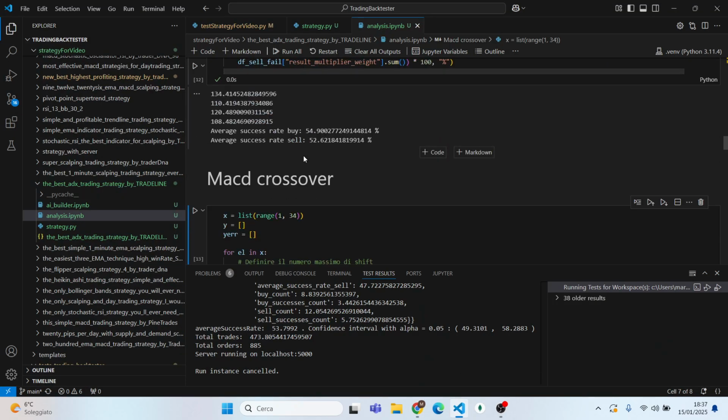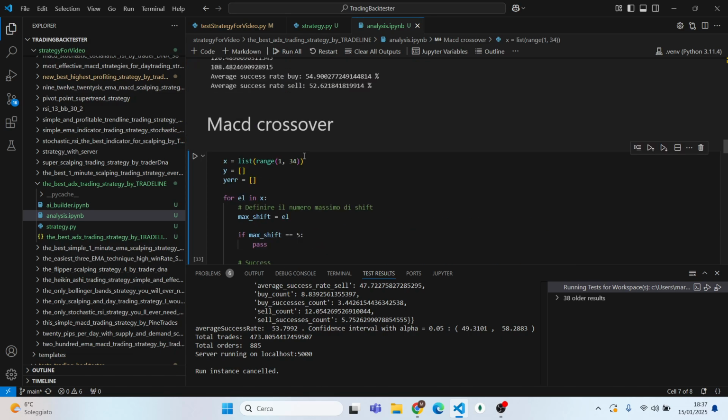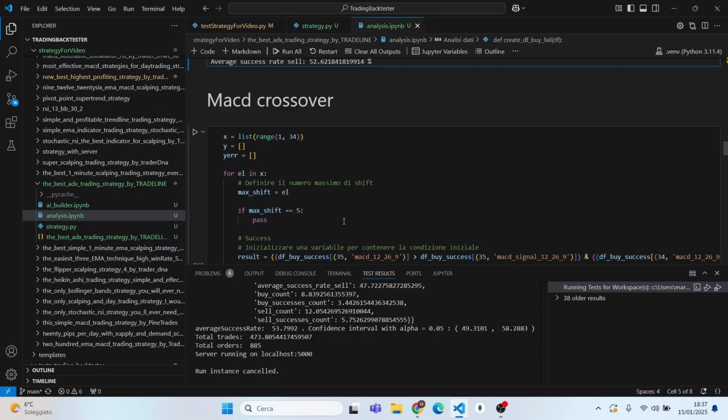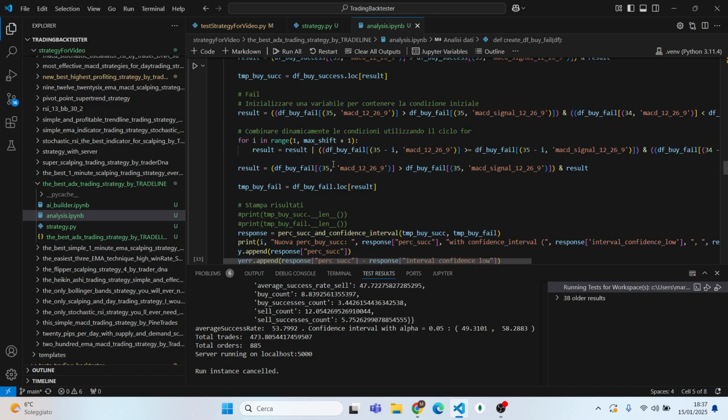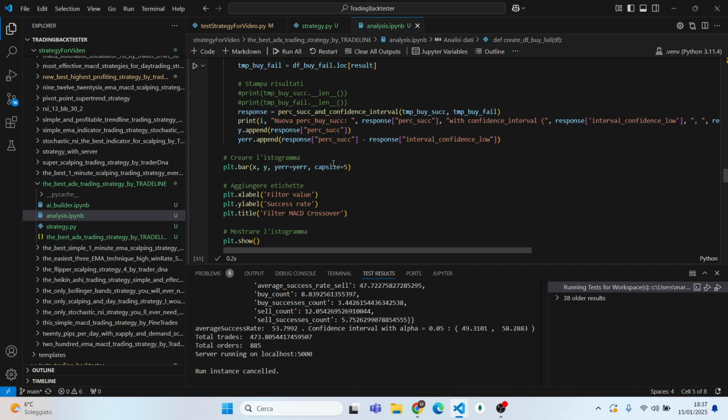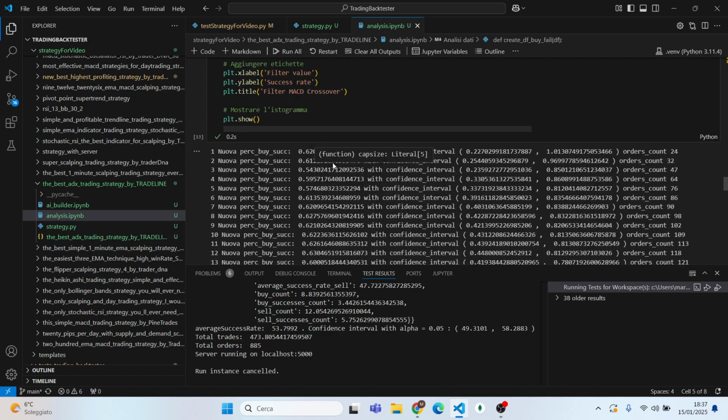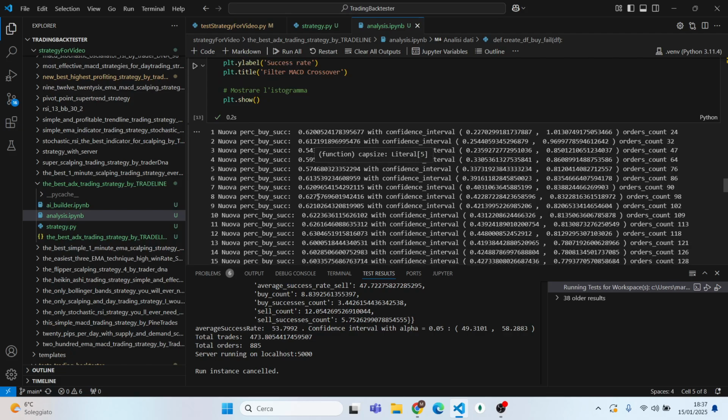Okay, and now the first thing I found, and I showed you also before, is that the average success rate of buy is slightly higher than sell. And for today's video I decided to use the MACD crossover to improve the strategy. If you don't know what a MACD crossover is, I showed it in other videos, but I'm going to show it to you now, so don't worry. But check out the other videos too.